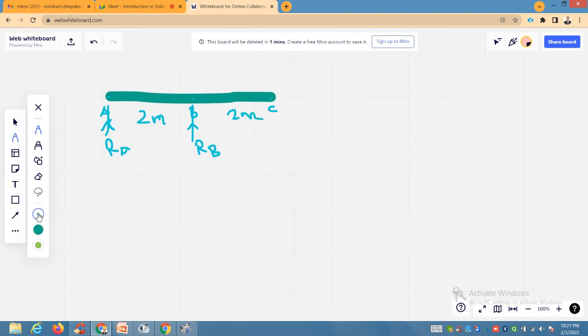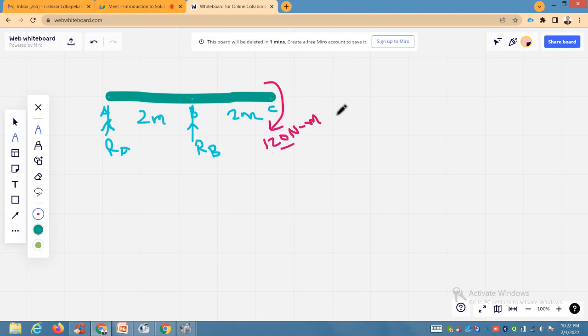No vertical load is acting on this beam. Only one moment, and the magnitude of this moment is 120 Newton meter. It is acting over this. If you look practically, such types of cases arise in the case of balconies. So our balconies are like this, right?